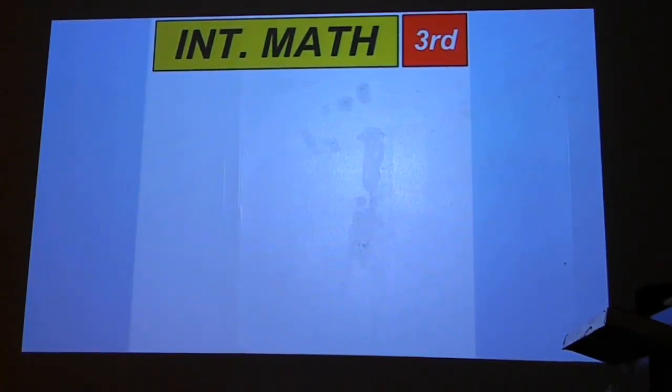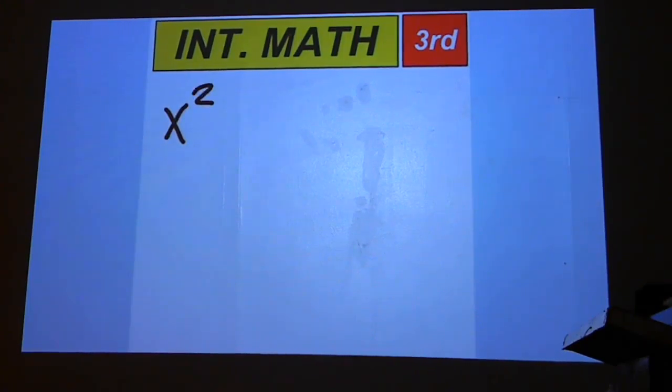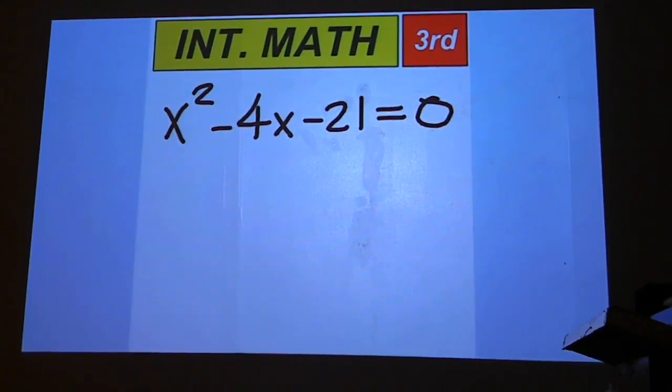Today is solving by factoring, and for example, the problem could be this. X squared minus 4x minus 21 equals 0. So step one is to figure out the two numbers that multiply together to give you negative 21, but add to give you the negative 4 in the middle. It says minus 4, but we think of it as a negative 4.